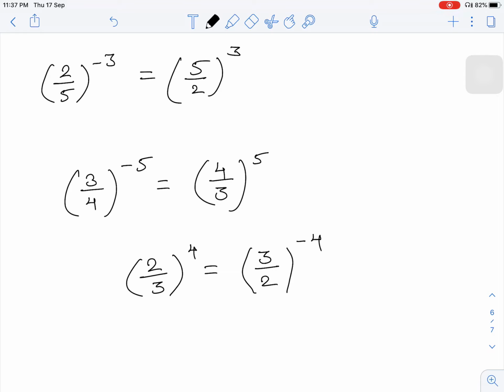So in this way we have learned about powers and exponents, and positive integral exponents and negative integral exponents of a rational number. This much is enough for today.